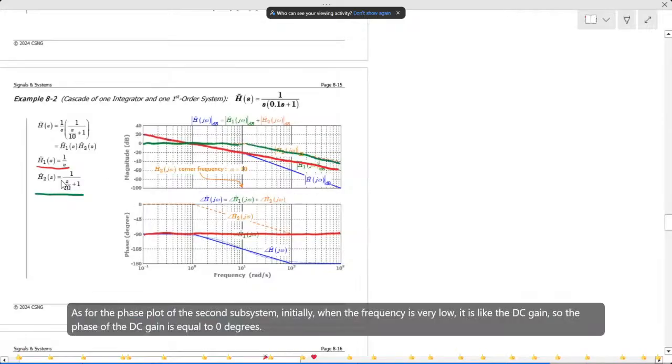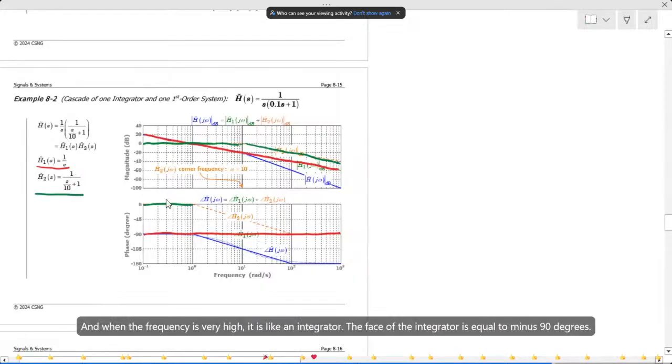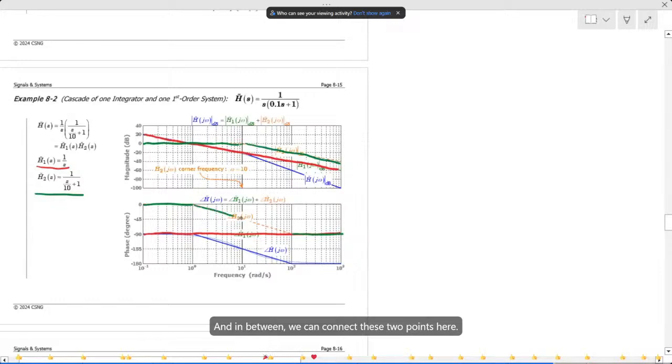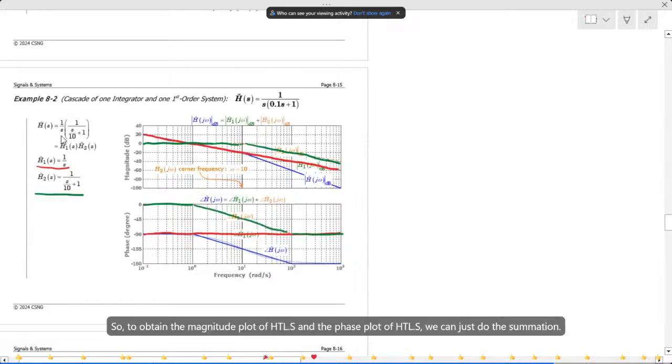As for the phase plot of the second subsystem, initially when the frequency is very low, it is like the DC gain. So the phase of the DC gain is equal to 0 degrees. And when the frequency is very high, it is like an integrator. The phase of the integrator is equal to minus 90 degrees. And in between, we can connect these 2 points here. So to obtain the magnitude plot of H tilde s and the phase plot of H tilde s, we can just do the summation, which means we can partition the frequency domain into different segments and do the summation in each segment.